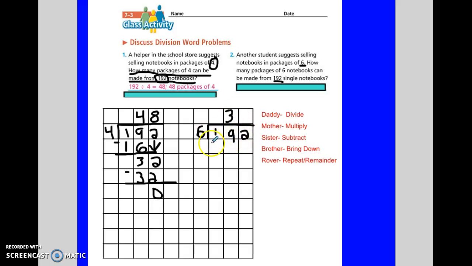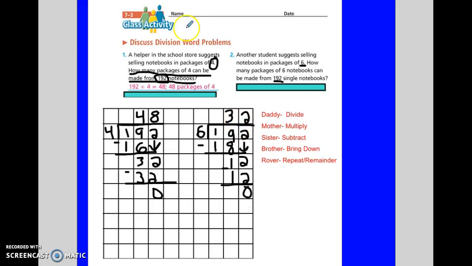So now I multiply. 6 times 3 is 18. Then I get to do the sister step, subtract. 19 minus 18, 9 minus 8 is 1. I go to brother, bring it on down. And then since I brought down a number from my rover, I get to repeat. So I get to go back up and divide. 6 into 12 is 2. 6 times 2, multiply, this is the mother step, is 12. And I get to move on to sister, subtract. 12 minus 12 is 0. Now I can't bring anything down because there's nothing left. So I have a remainder, which is 0.